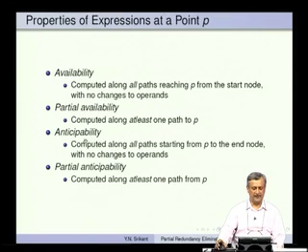Anticipability, we have studied this as well under very busy expressions: computed along all paths starting from P to the end node, so it is useful later on, with no changes to operands. Partial anticipability would be computed along at least one path from P to the end of the flow graph.